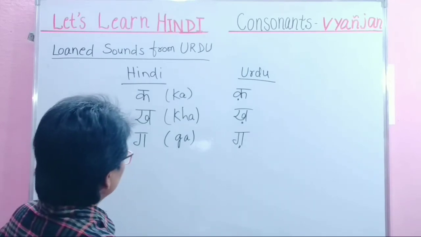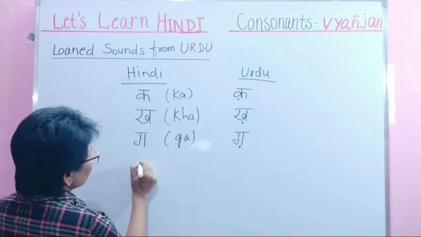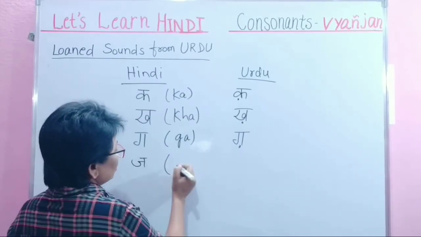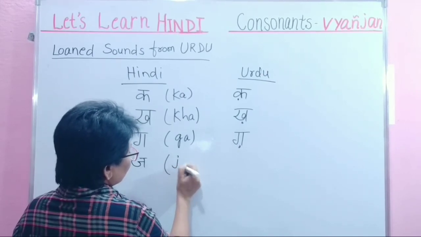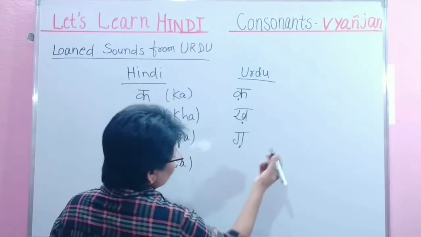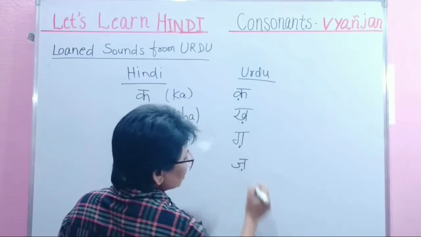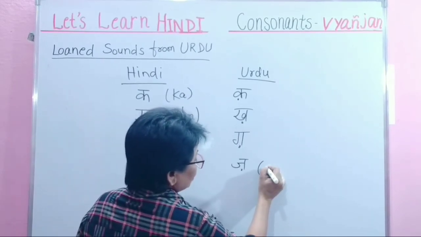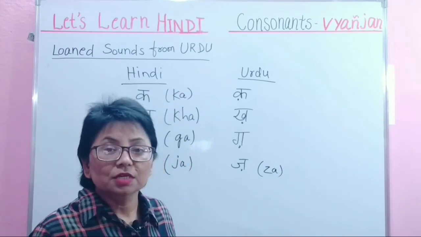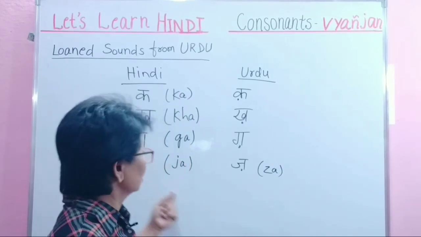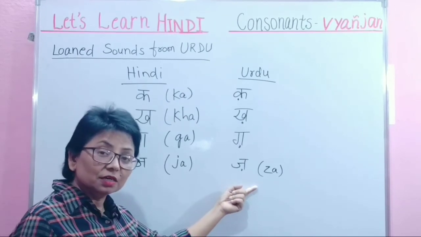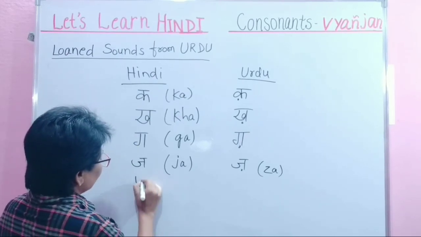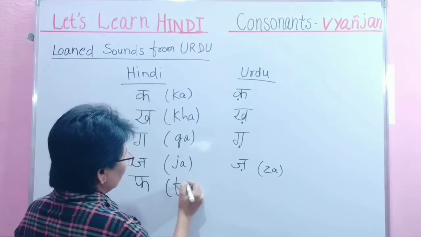Right? And another one is, that is ja. Ja. That is a simple, not aspirated, ja. But in Urdu, in English we say Z. Z sound. So Z. Ja. Z. And last sound, that is pha.